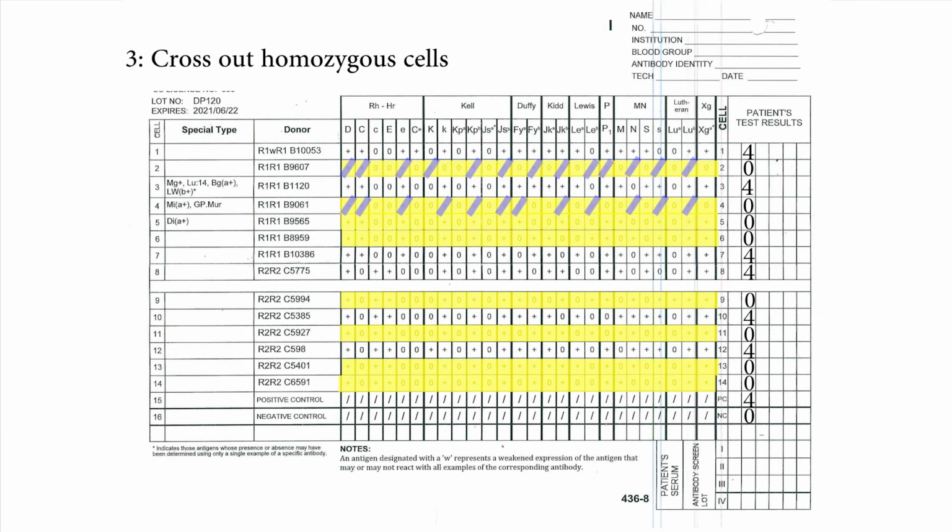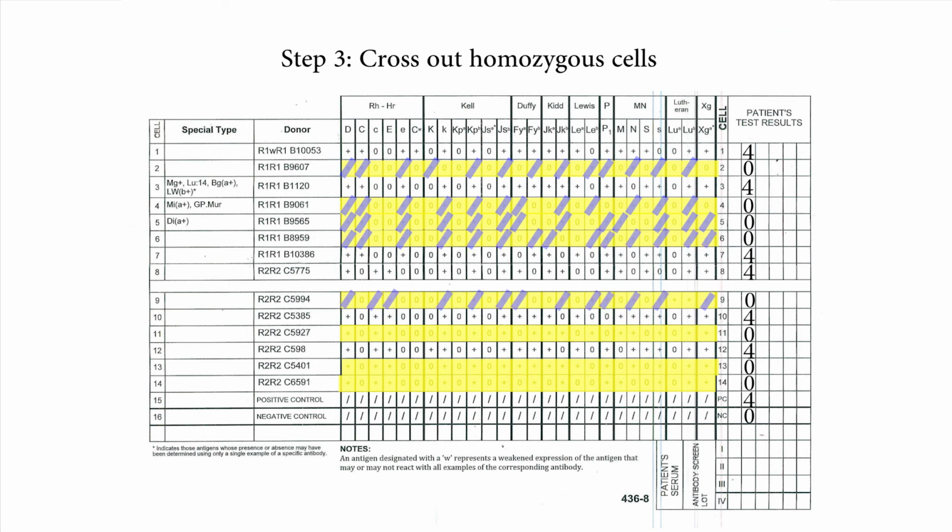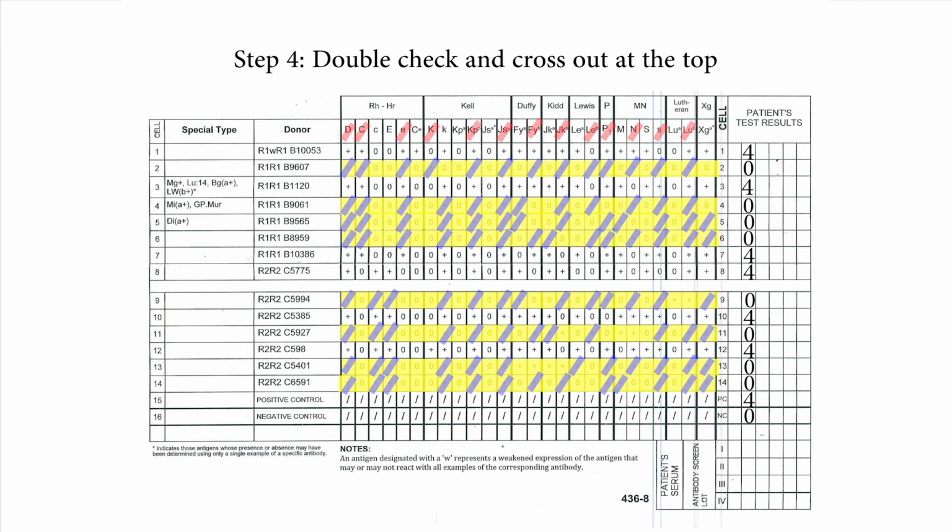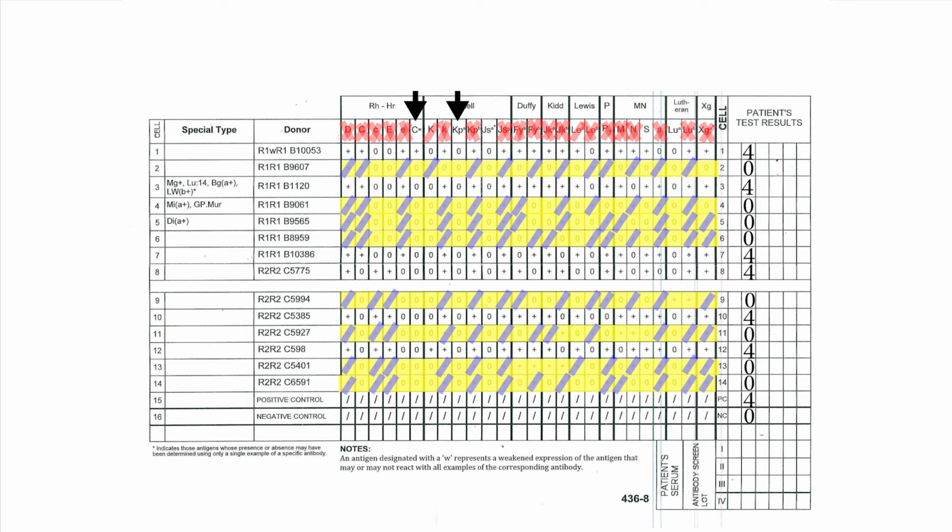Step 3. Cross out homozygous cells. Step 4. Double check and cross out the antigen at the top. Now that you have done all the crossing out, can you see what the possible antibodies are that your patient has? You are left with CW, KPA, JSA, Big E, and Ruderin A.